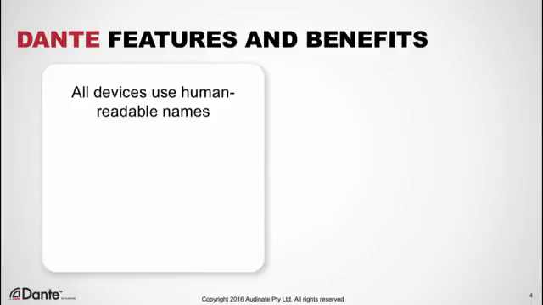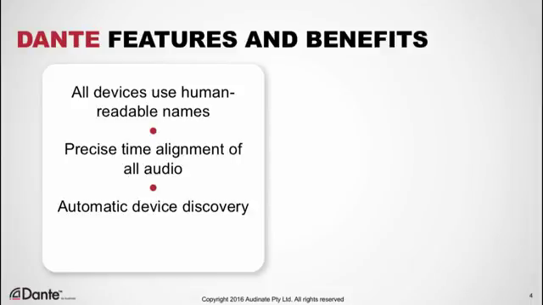All Dante devices use human-readable names. All audio is synchronized to a tolerance of 1 microsecond or less for precision time alignment. All devices are discovered automatically upon connection. There's no need to configure devices to get them on a Dante network. Dante offers one-click routing of channels. It's really that easy.